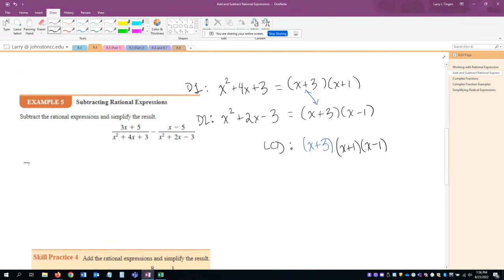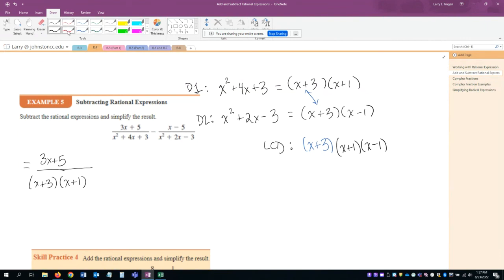So this means I've factored my denominators, so I can rewrite my denominators. The first term here is 3x plus 5, and I'm dividing by x squared plus 4x plus 3. Well, we just did the work and said that this is x plus 3 times x plus 1. I want x plus 3 times x plus 1 times x minus 1.